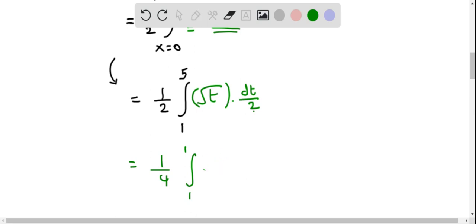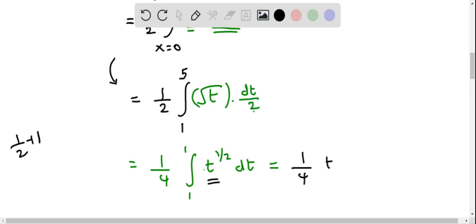Now let me rewrite this root t as t power 1 by 2. So this becomes t raised to the power of 1 by 2 dt. So we only have to integrate t power 1 by 2, which we can integrate using the power rule. When we do that, we get 1/4 of t raised to the power of 1 by 2 plus 1. 1 by 2 plus 1 is 3 by 2, and we divide by the same number, 3 by 2. And this has to be evaluated from 1 to 5.